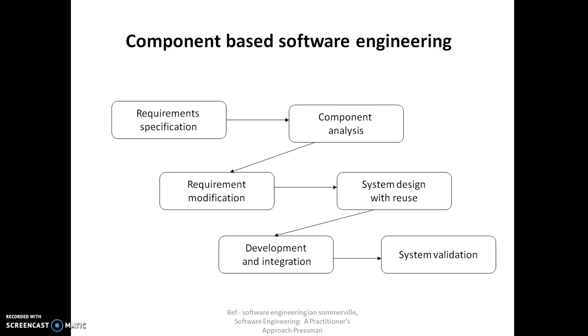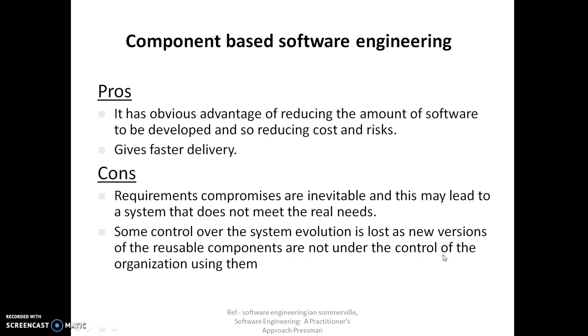Now, the next is component-based software engineering, where we get the software specification, do the component analysis, do the modifications, system design with reuse, development and integration, and the system validation. The pros are that it has the obvious advantage of reducing the amount of software to be developed, and so reduces cost and risk and gives faster delivery. The cons are that requirements compromises are inevitable and this may lead to a system that does not meet the real needs. Some control over the system evolution is lost, as new versions of the reusable components are not under the control of the organization using them.